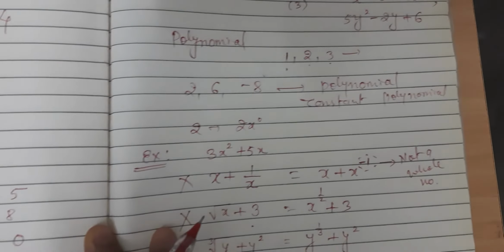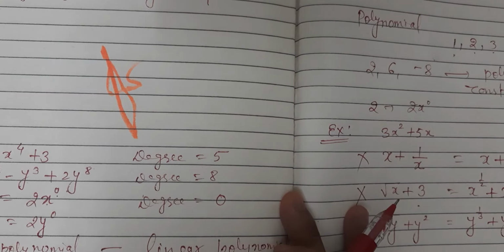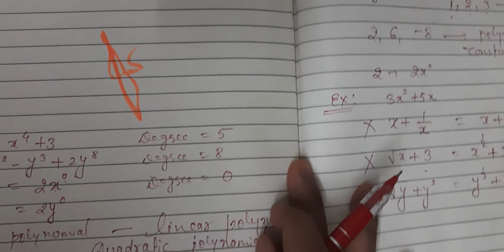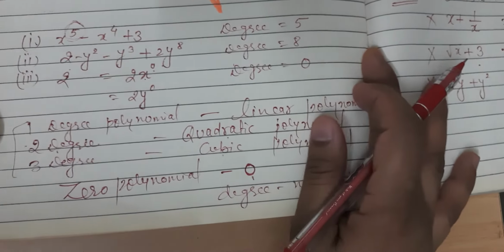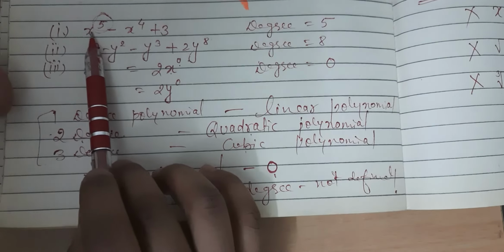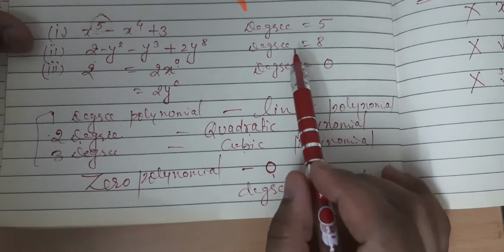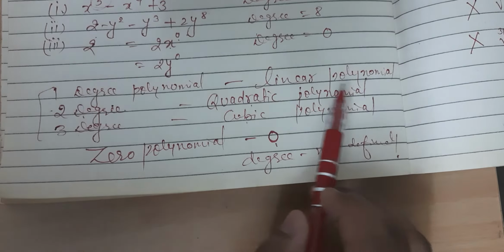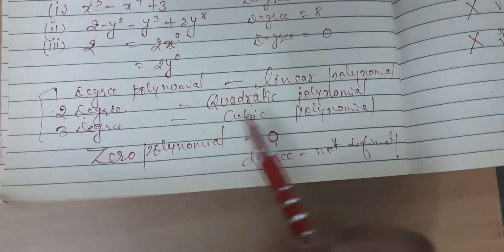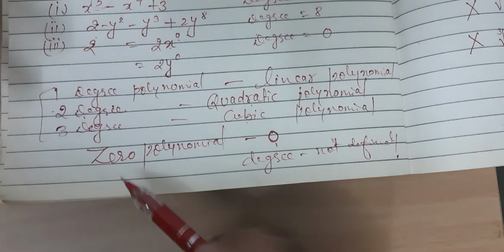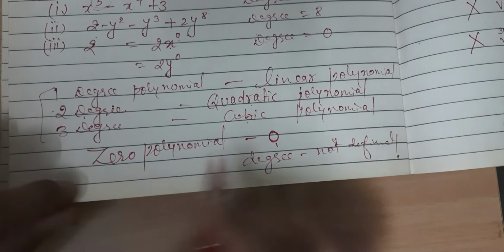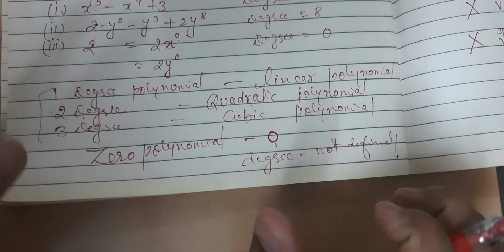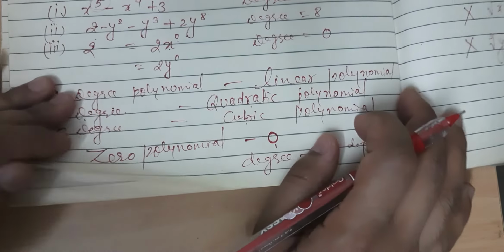Similarly, on the basis of degree. Now degree means the highest power of variable. So if the highest power of the variable is 1, then it is called linear polynomial. 2 degree, then quadratic polynomial. 3 degree, then cubic polynomial. And this simple 0 is called 0 polynomial. Okay, that's it. Now let us solve exercise questions.